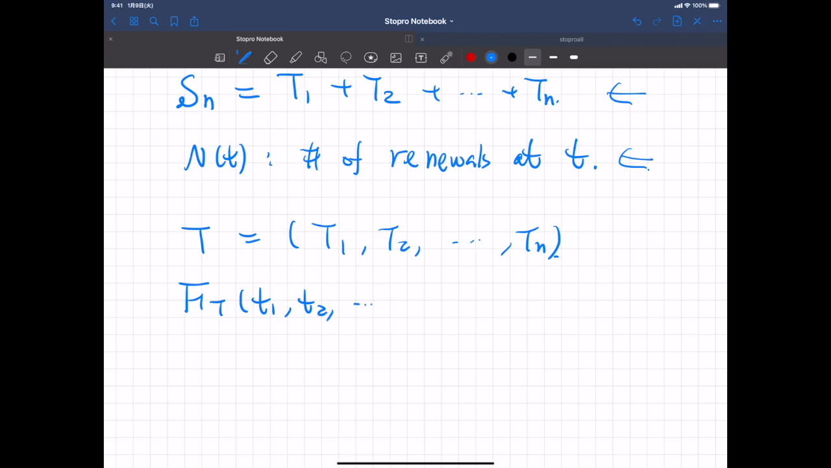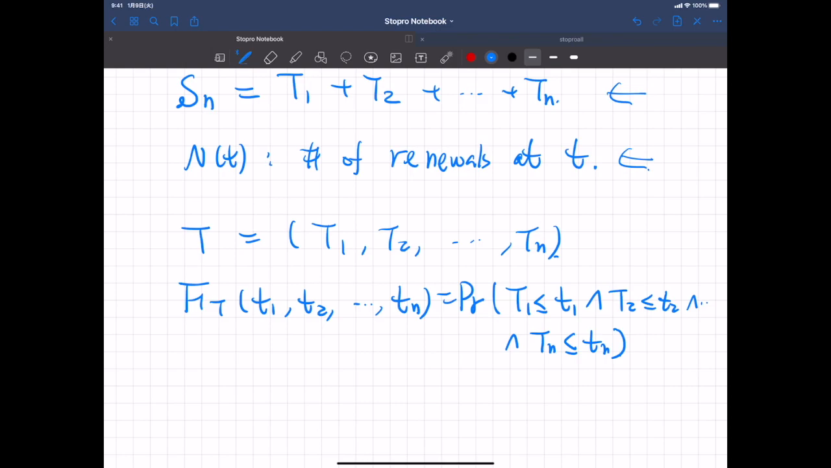So the multidimensional distribution function would be this: F of Tn would be the probability that T1 is less than or equal to lowercase t1, and uppercase T2 is less than or equal to lowercase t2, and so on, and Tn is less than or equal to some given time. So this is the multidimensional cumulative distribution function.